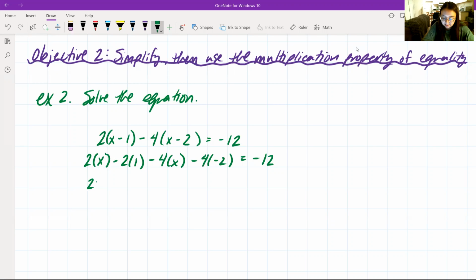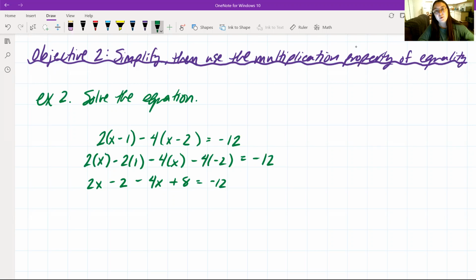So 2 times x is going to be 2x, minus 2 times 1, which is 2, minus 4 times x, which is 4x, minus 4 times negative 2. So it's going to be a minus negative 8, which is equal to negative 12. Since we know that minus a negative number, or having a double negative, is like having a positive, we can rewrite this to say plus 8 equal to negative 12 instead.